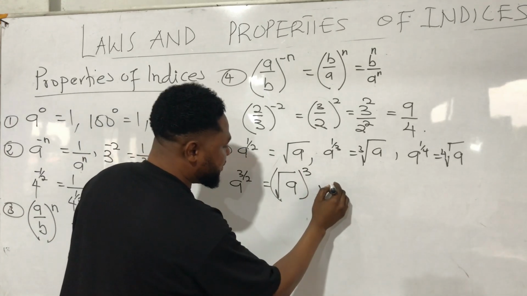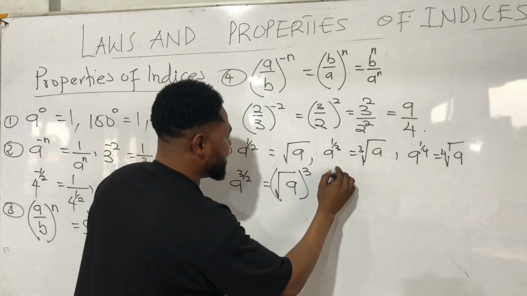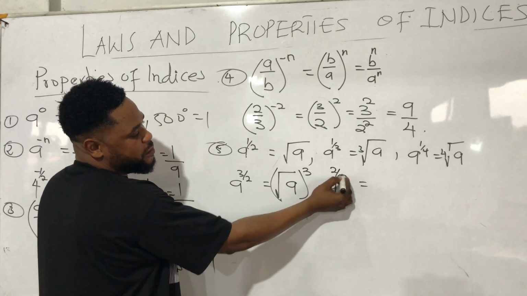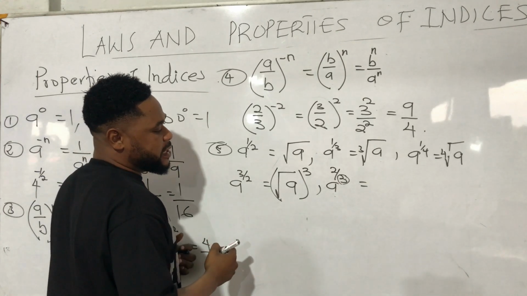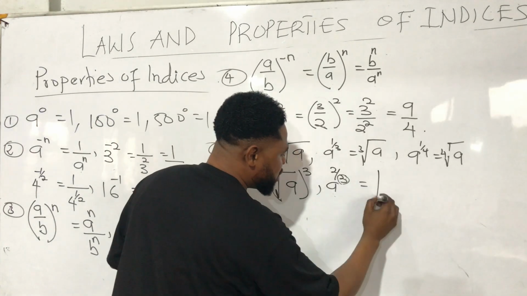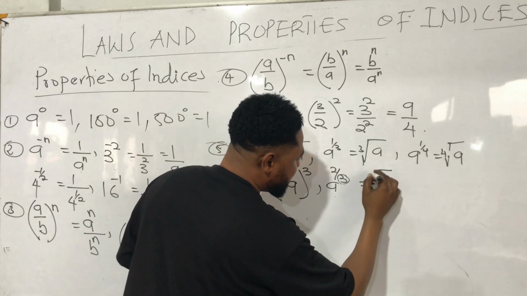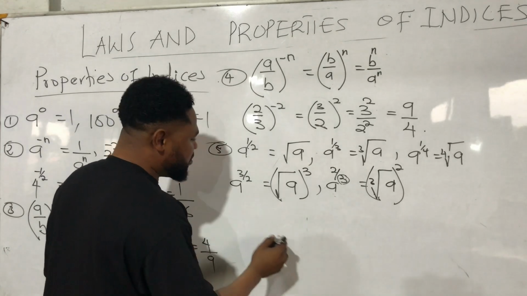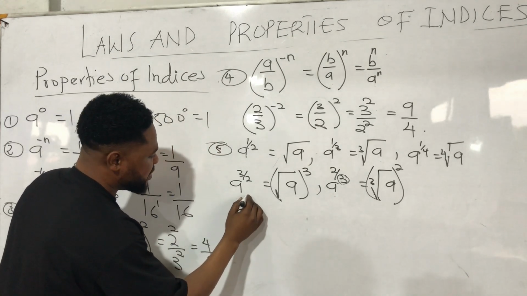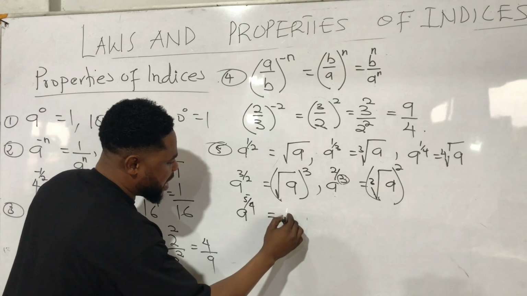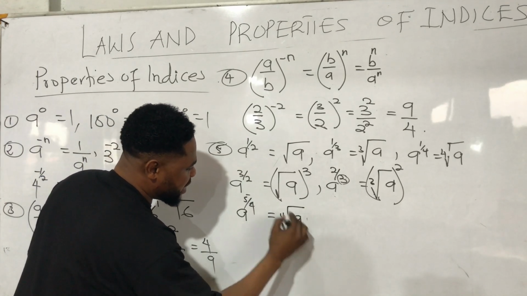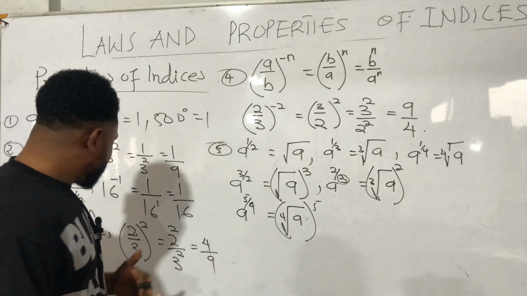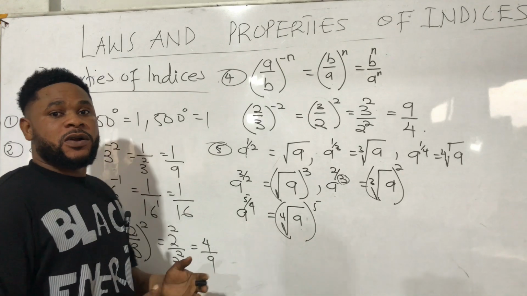Again, if I have a raised to the power, let's say 2 over 3, because the denominator of the fraction is 3, you make it cube root. So it will be cube root of a all raised to the power, our numerator. And it can move on. We can have a raised to the power, let's say 5 over 4. So we can have fourth root of a all raised to the power 5. So these are some few basic properties of indices.